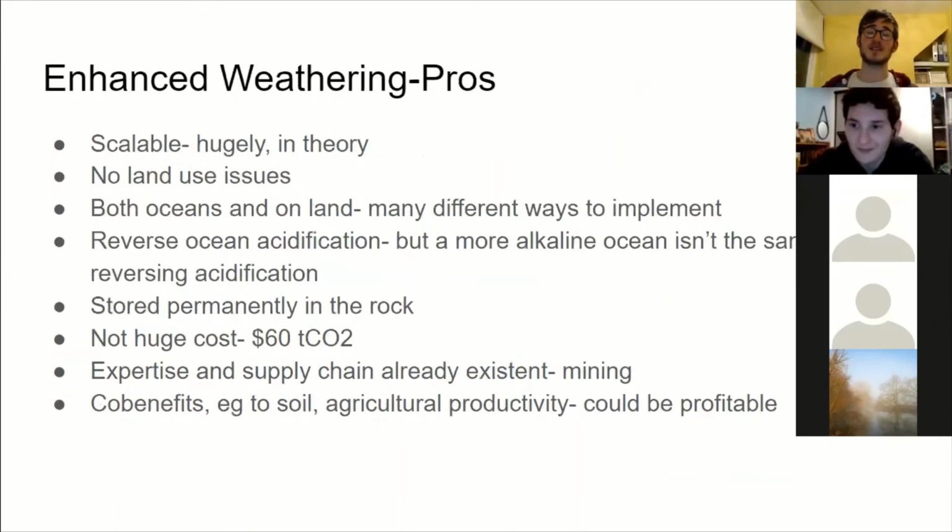So what are the pros of this? In theory, this is hugely scalable because it doesn't have the same energy use problems, except for the crushing of the rocks. It also doesn't have the same land use problems that something like BECCS had, or something like tree planting had as well. It can be done on both oceans and on land, and there are many different ways to implement it, meaning that even if one way we worked out doesn't work, you can still use the expertise to investigate other ways. There's loads of possibilities for how we can do this.